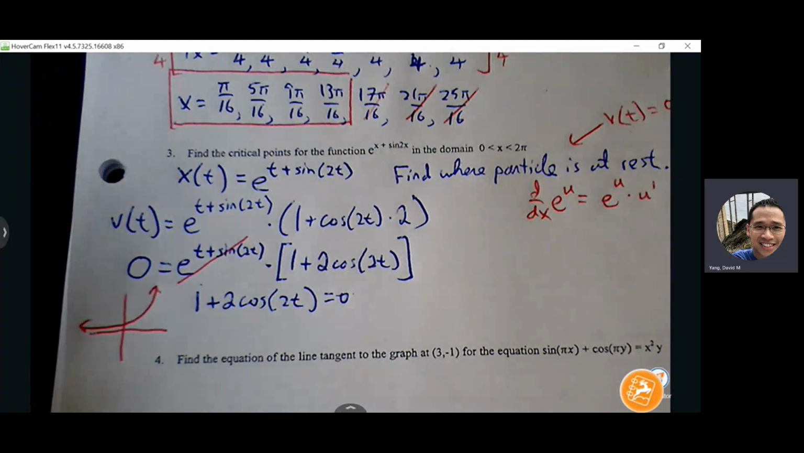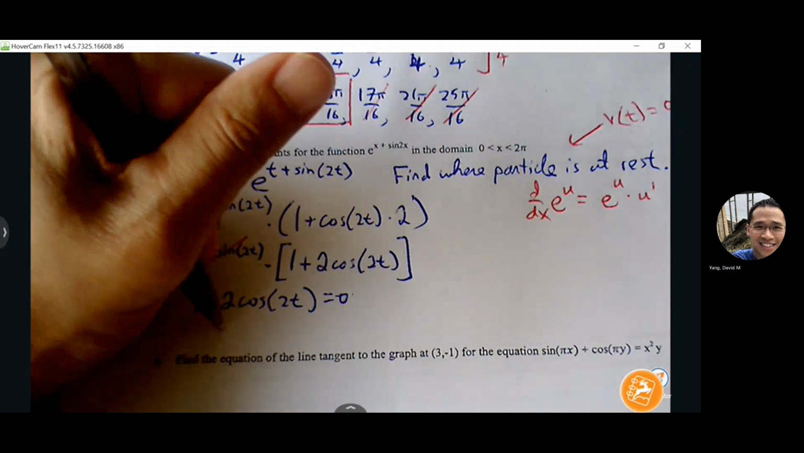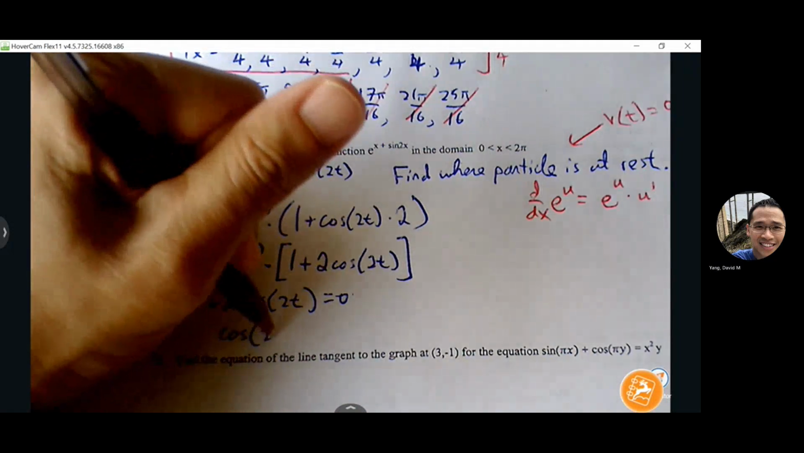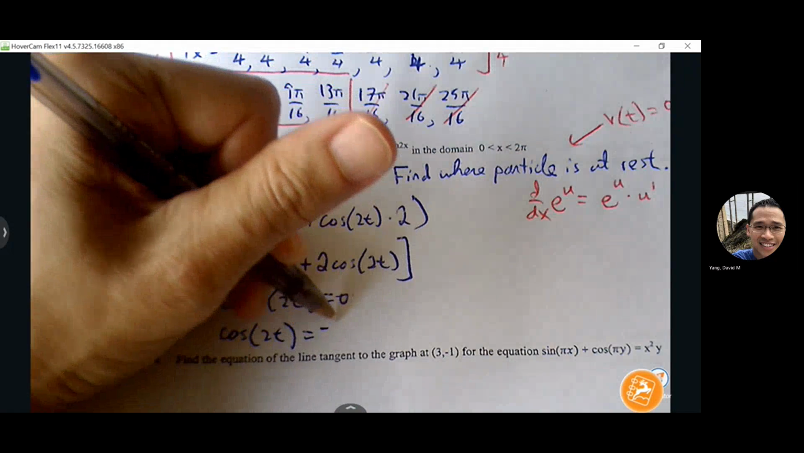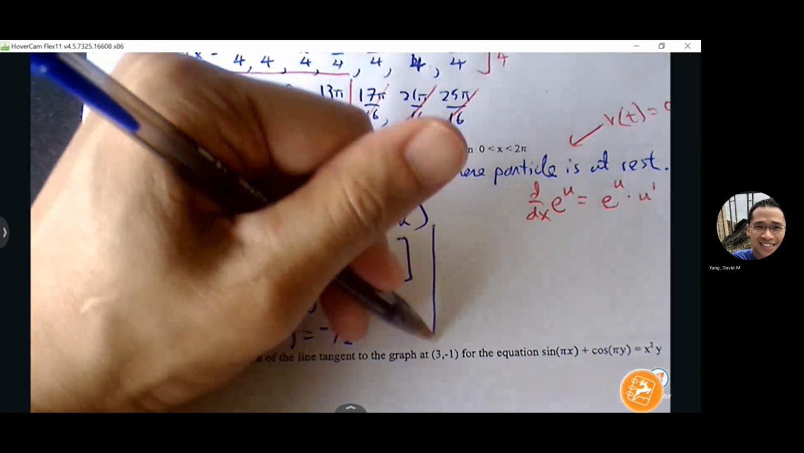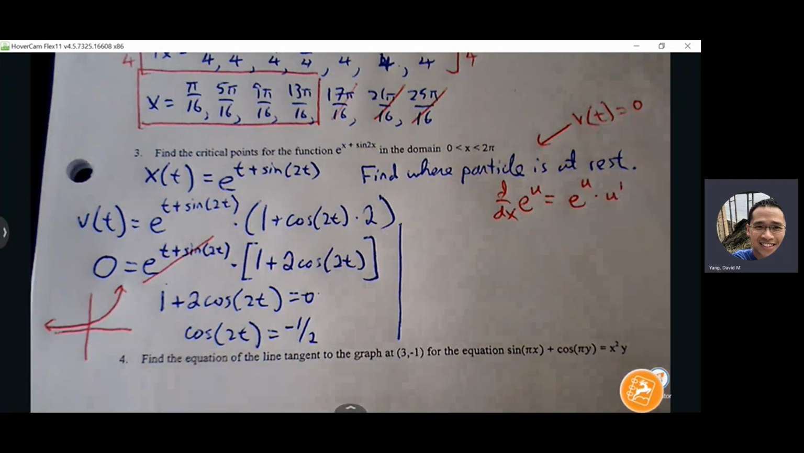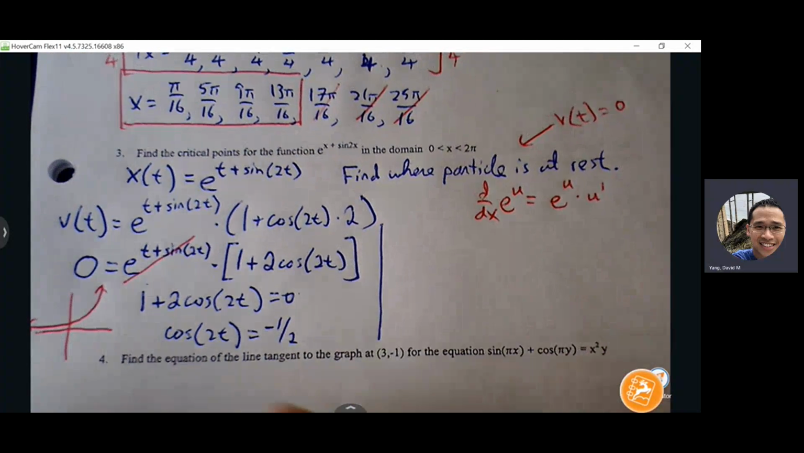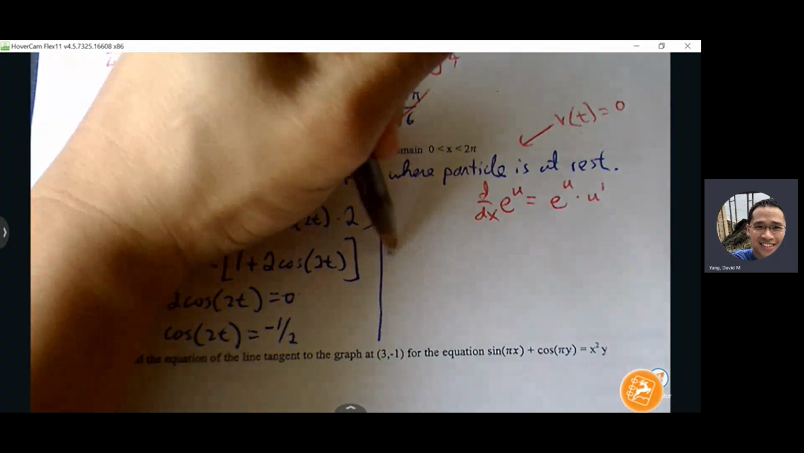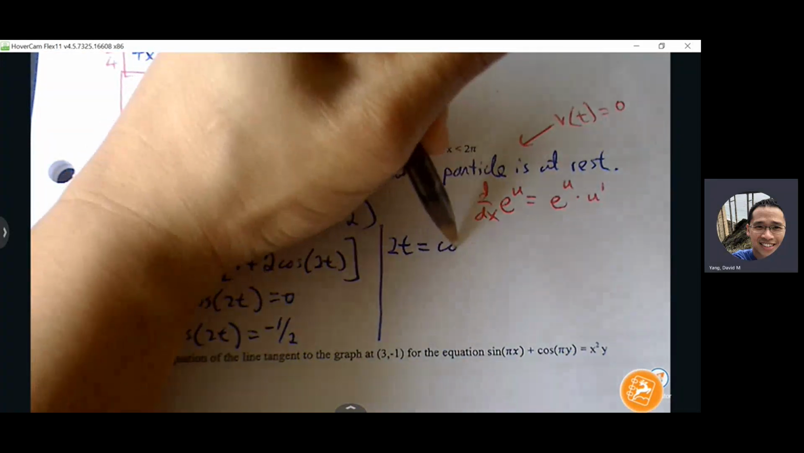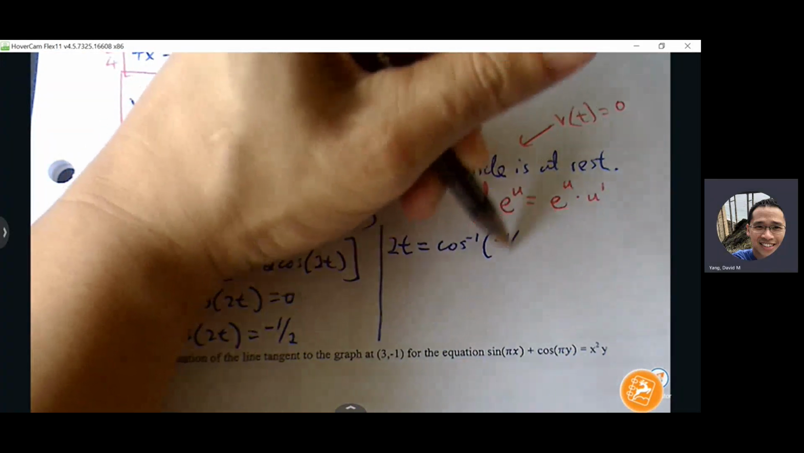Okay, so I'm going to isolate that cosine 2t first. So subtract 1, divide by 2. Let's involve inverse cosine, so we don't have to worry about double angle identity. So 2t equals inverse cosine of negative 1/2.